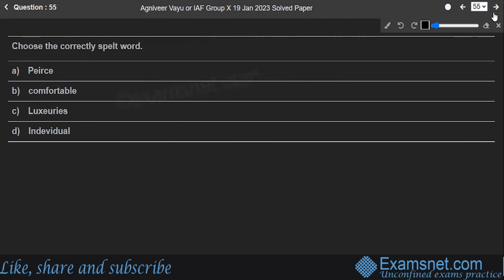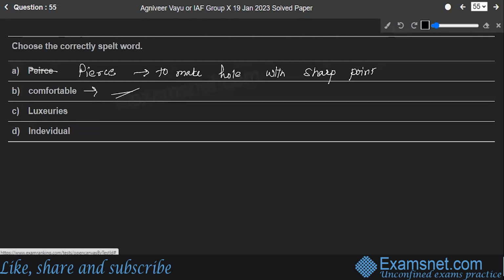Next is question number 55. You have to find out the correctly spelled word, which is having the correct spellings. Number one, purse. The spellings are incorrect. This is P-I-E-R-C-E, which means to make a hole in something with a sharp point. Then you have the word comfortable. Absolutely correct spellings. That means comfortable is something which provides you relaxation.